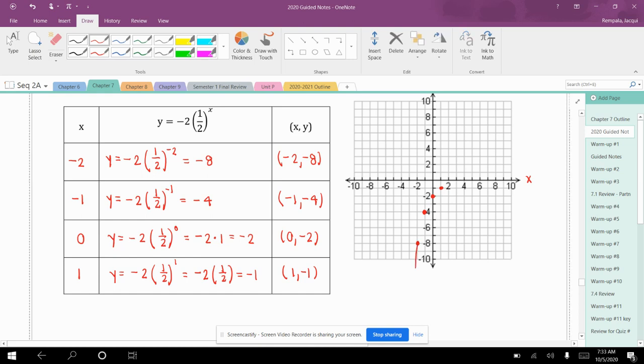And notice that this time, when I connect my points, there's a curve. And then we are going to be getting, once again, closer and closer and closer to the x-axis, but we're not actually going to touch it or cross it. And these are some exponential graphs.